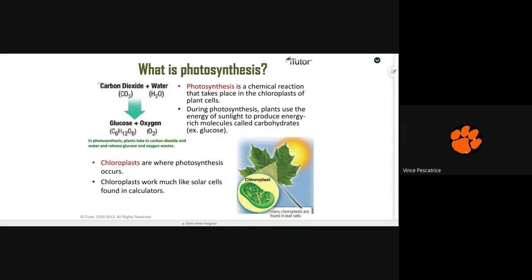So photosynthesis is a chemical reaction that takes place in the chloroplast of plant cells. Plants use light energy to make energy-rich molecules called carbohydrates they use for energy. Plants use light to produce this energy. Chloroplasts are where this occurs. I'm just making sure you understand this is only in plants. Humans do not have chloroplasts. That would be awesome because then you would never need to eat food. So that's not how this works.